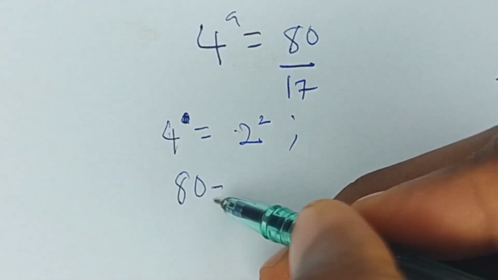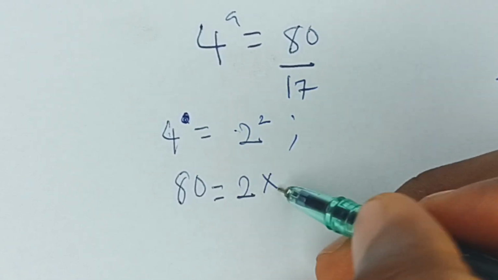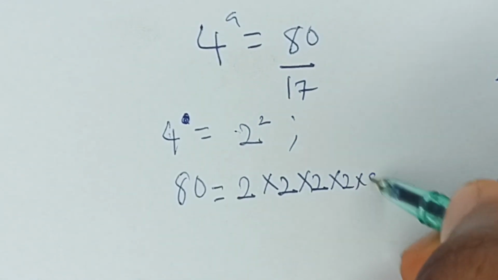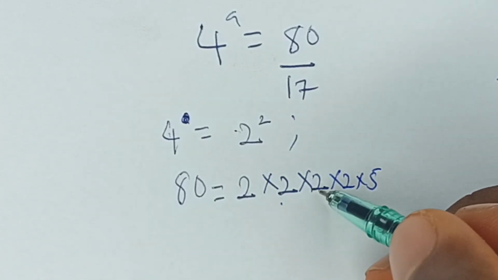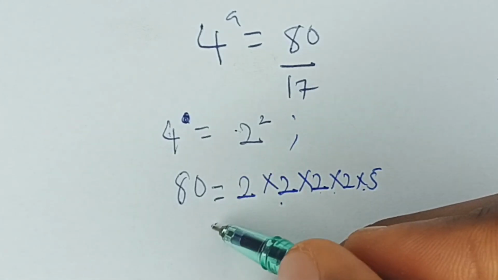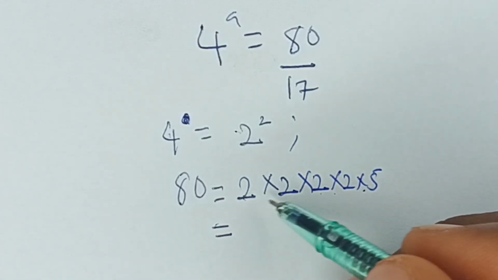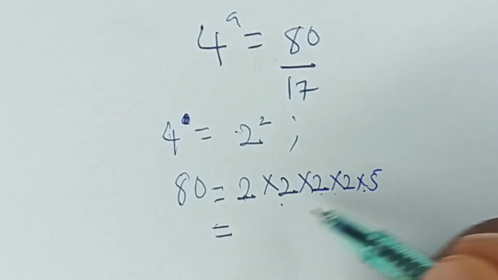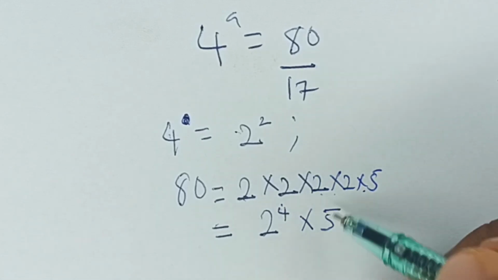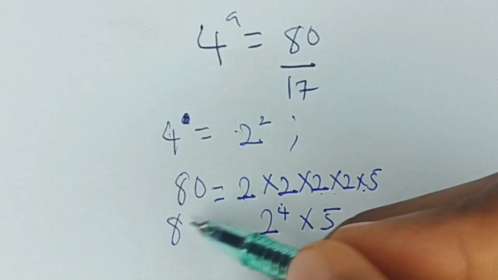We can write 80 to be equal to 2 times 2 times 2 times 2 times 5. 2 times 2 is 4, 4 times 4 is 16, 16 times 5 is 80. This is equal to 2, 1, 2, 3, 4, so we have 4 twos. So 2 raised to power 4 times 5 is equal to 80.